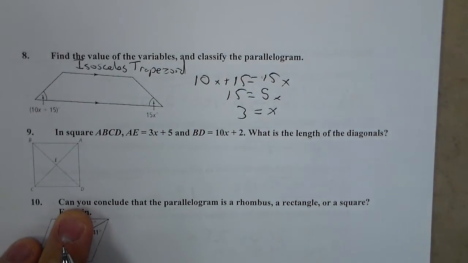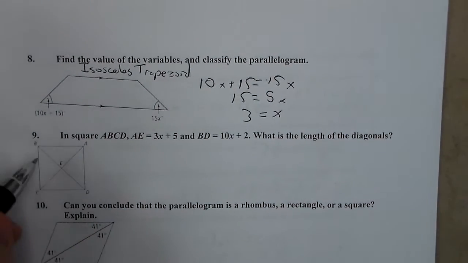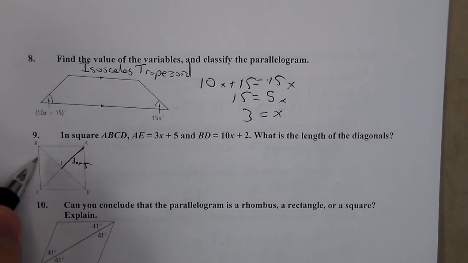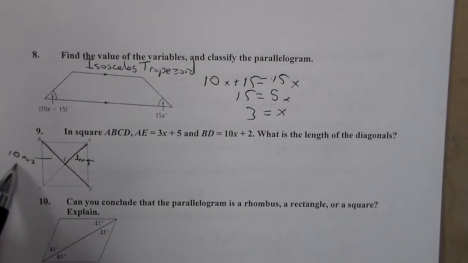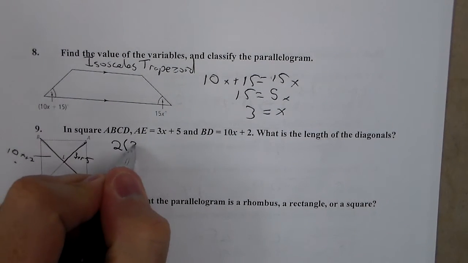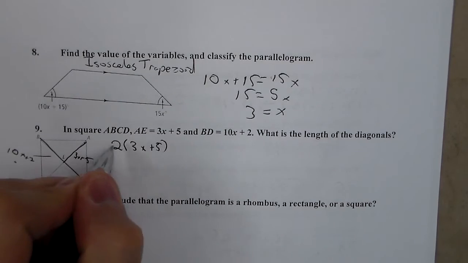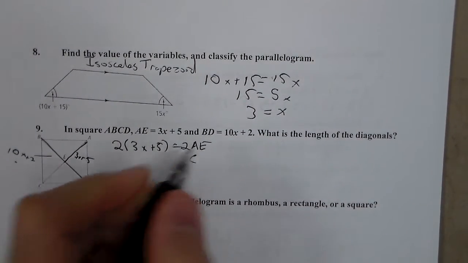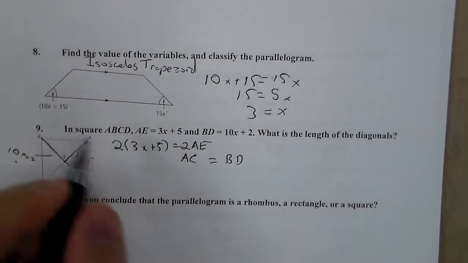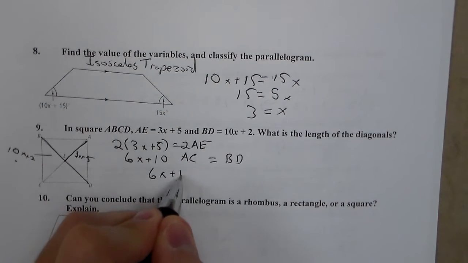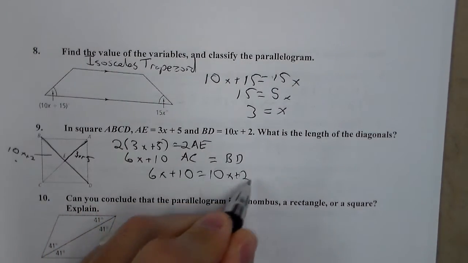For number 9, we need to find the length of the diagonals in a square. Now, AE is this portion. BD is the whole thing. So our option is to take half of BD or double AE. So let's just double AE. So 2 times 3x plus 5 is really 2 times AE, which is AC, which is equal to BD. So by doubling that, 6x plus 10, I can say 6x plus 10 equals 10x plus 2.